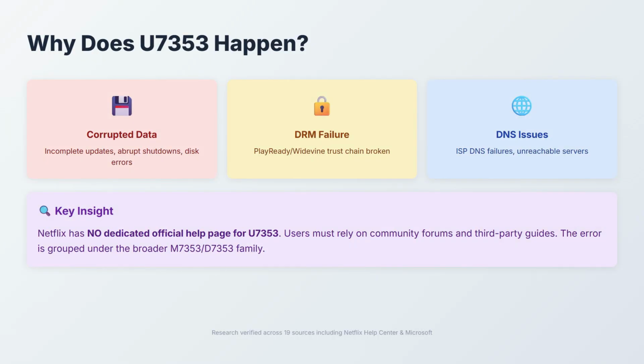So why does U7353 happen? The main causes are corrupted app data from incomplete updates or abrupt shutdowns, DRM failures where the PlayReady or Widevine trust chain is broken, and DNS issues from ISP failures.